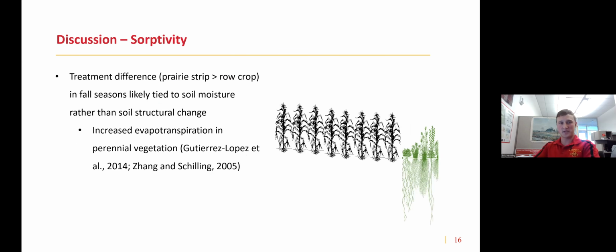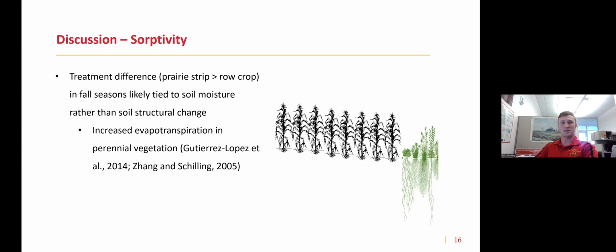Moving on to the sorptivity results, how do we explain these? As I mentioned, we saw seasonal changes. Only prairie strip advantage in sorptivity during the fall. So this led us to think, well, maybe there's not a soil structural change that's causing these observed differences. Maybe it has more to do with soil moisture.